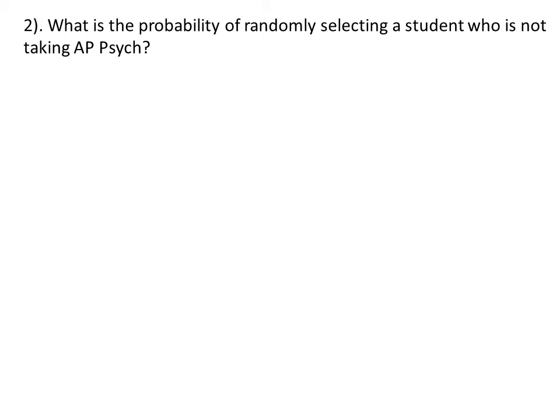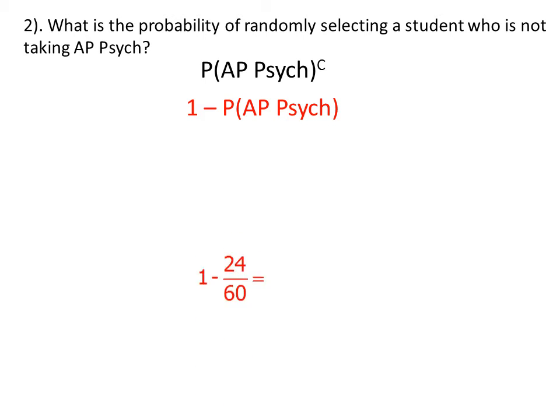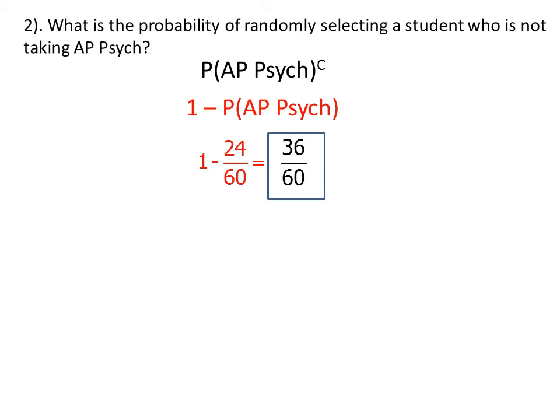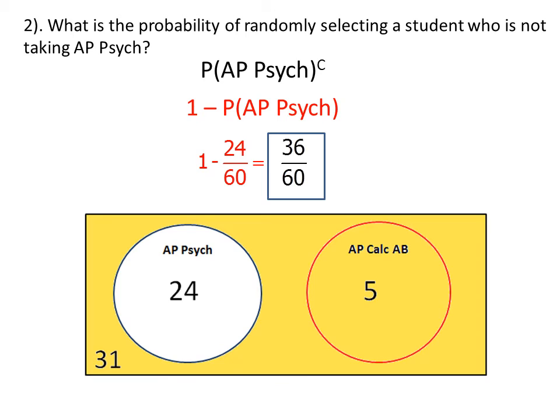What is the probability of randomly selecting a student who is not taking AP Psych? So we're looking for the complement to AP Psych, which is 1 minus the probability of AP Psych. So we saw 24 out of 60 are taking AP Psych, so 36 are not taking AP Psych. This is what our picture looks like. The shaded area represents those who are not taking AP Psych. So if we add that up, we have 31 plus 5, so 36 are outside the AP Psych circle.